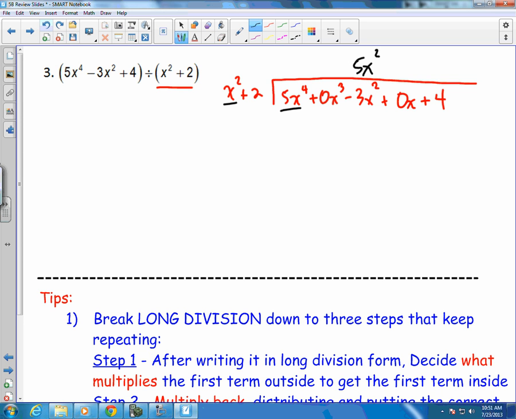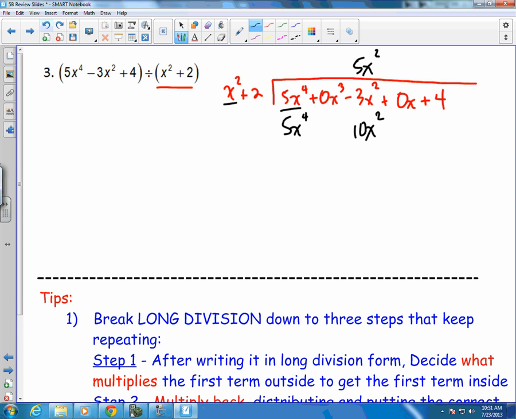So 5x to the second times x to the second gives me 5x to the fourth. And there's your check. If that comes out to this first number, you did it right. You found the right number. 5x to the second times 2 is 10x to the second. You've got to be careful. Again, 10x to the second has to go in this column. So once again, clearly defined columns have to be taken into account. Let me erase those lines so you can see what's going on here.